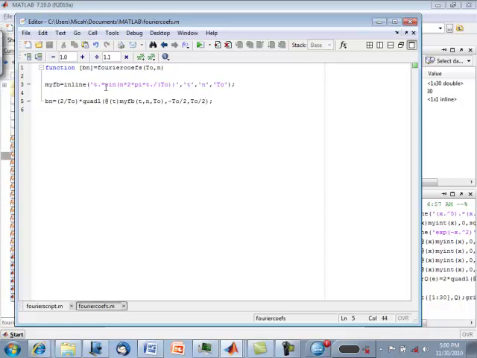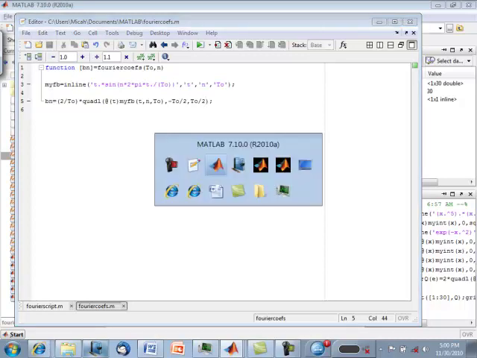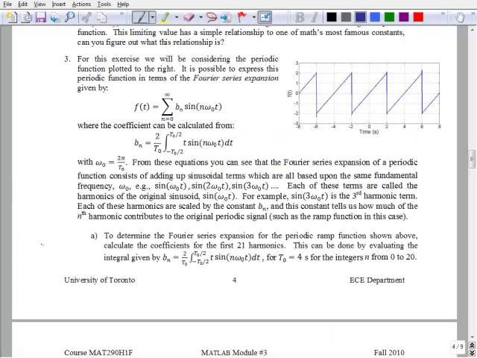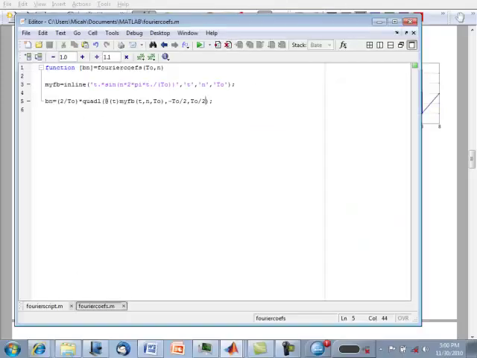So t naught represents this fundamental period, and so our omega naught is given as this 2 pi over t naught. So this inline function that I've defined is just defining this integrand. So this defines the inline function, and to it I pass the variable of integration, which is t, the n, which is the coefficient of the expansion that I'm looking for, and then the fundamental period.